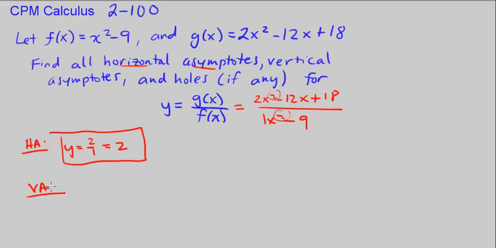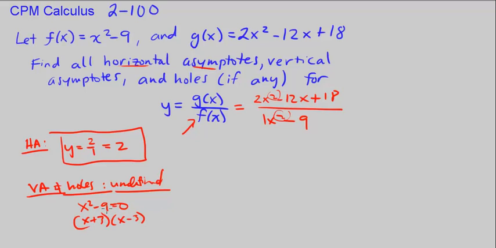Vertical asymptotes and holes, we look at where it's undefined. Our function is undefined where the denominator is equal to 0. So x squared minus 9 is equal to 0. We can factor that as x plus 3, x minus 3, or we could use the quadratic equation, right? And then we get x is equal to negative 3 or x is equal to 3. Okay, so that's where we have our function undefined.